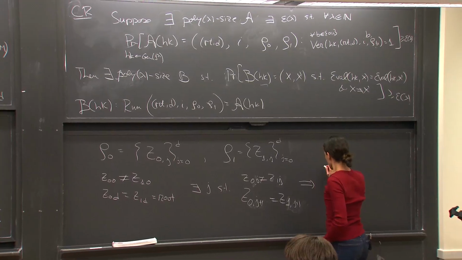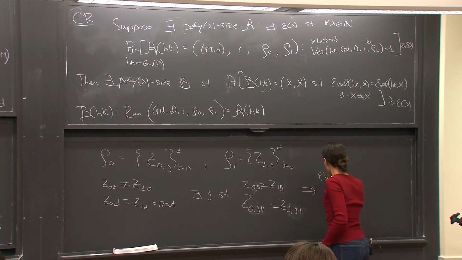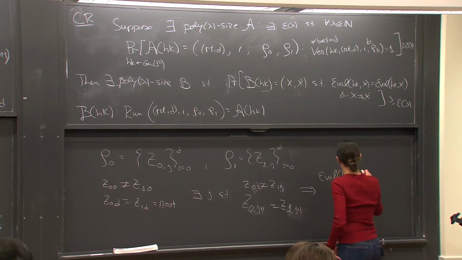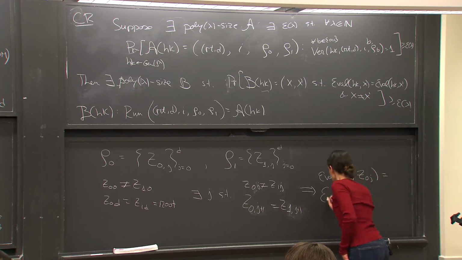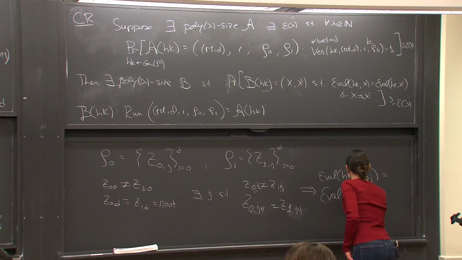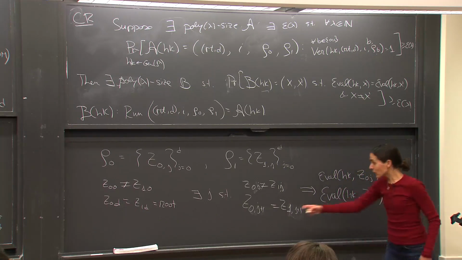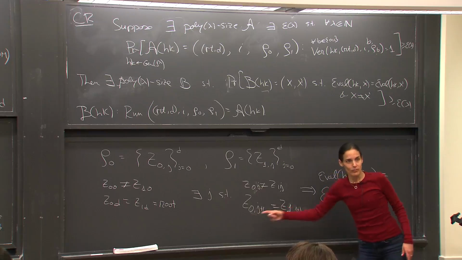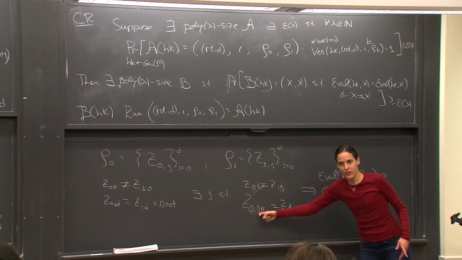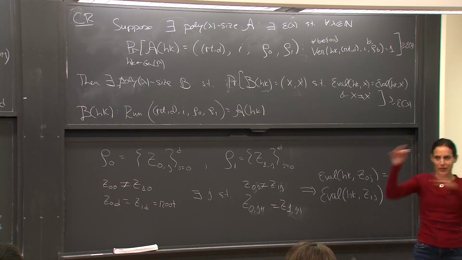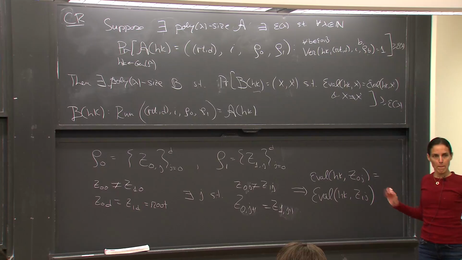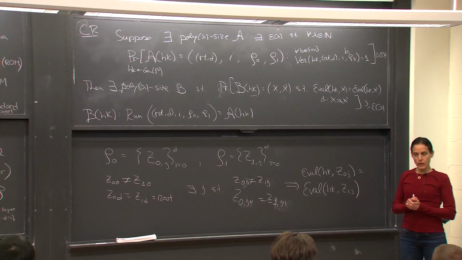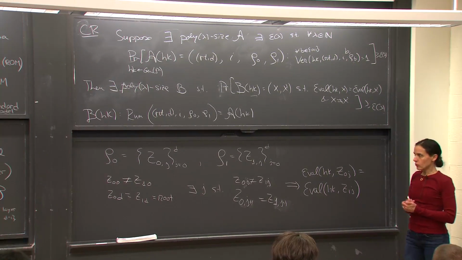This must mean that the eval hash key of Z0J is equal to eval hash key of Z1J, because this value is one of this and one of this and one of this, depending if it's the left or the right, depending on the tree, and they're both equal. So done. I found a collision, with the same exact probability.